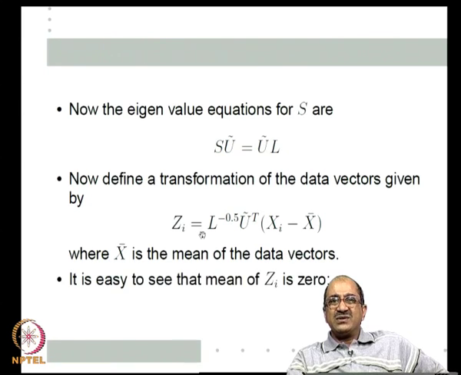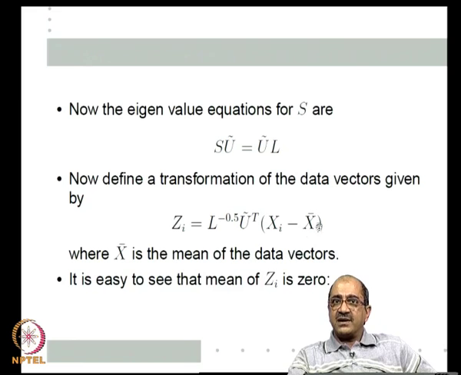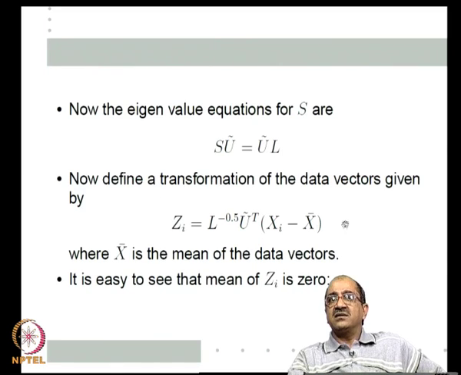Now, it is very easy to see that z_i has 0 mean now. This transformation makes z_i 0 mean simply because x_i minus x bar has 0 mean. If I add all the z_i's, this is a constant, then that will be the same as the summation of x_i minus x bar, that will be 0. So, 0 mean we achieved.